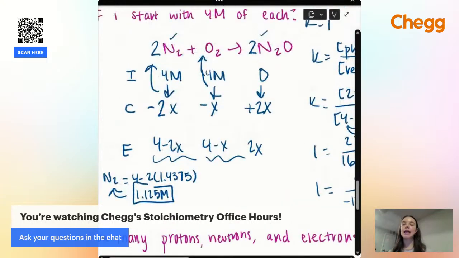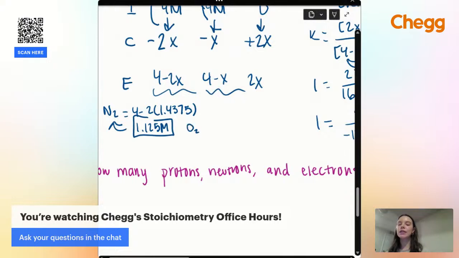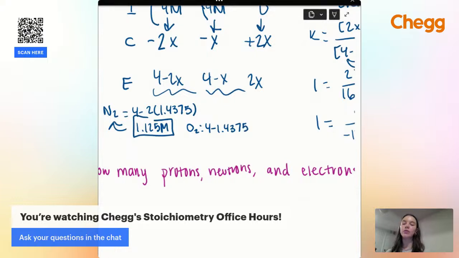Then we want to do the same for O2. O2 is a little easier. It's just 4 minus the value of x that we got, which was 1.4375. So I'm going to put that into my calculator. 15 seconds. Try to beat me to solving it. This is a really easy one to put into your calculator. All right, 3, 2, 1. Should have got 2.5625 molarity. So that's the molarity of oxygen.